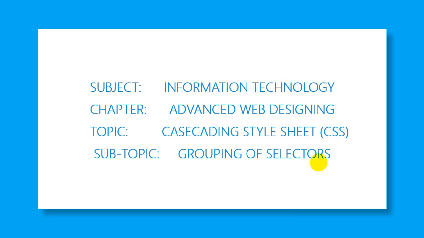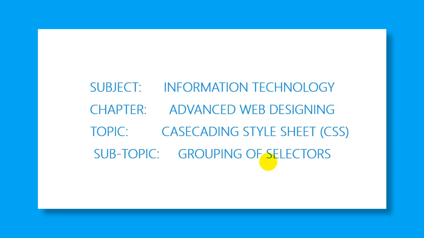So grouping of selectors means if we have n number of HTML elements on which we want to apply the same effect or same style, we can group them in one CSS rule, or we can apply CSS to them as a group. Okay, so we will see how we can group n number of HTML elements or selectors in one, and apply CSS to all of them, and the look and feel of a web page could be very attractive or interactive.